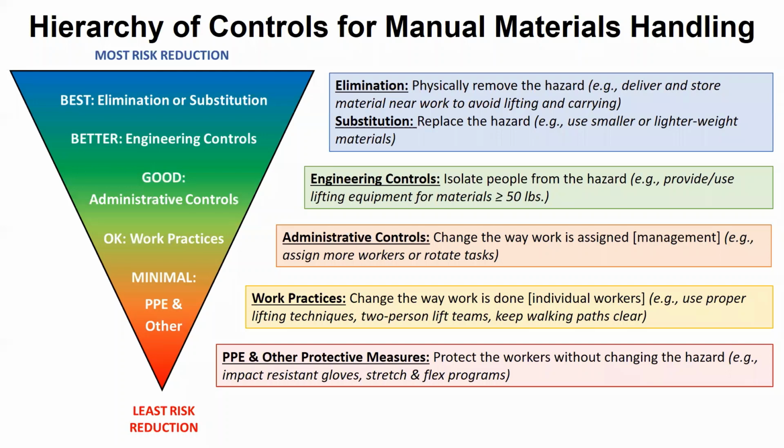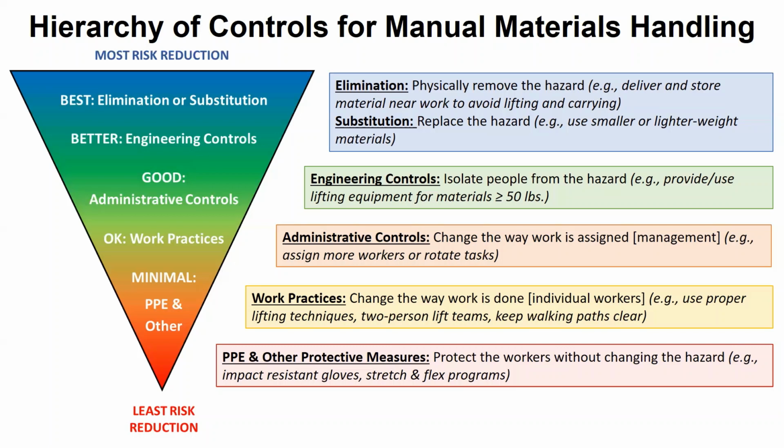There are a number of solutions or controls that reduce the risk of ergonomic hazards. Some controls reduce the risk better than others. This figure shows the hierarchy of ergonomic controls. The types of controls at the top of the triangle are the best, while the controls at the bottom are the least effective for risk reduction. Eliminating the hazard or substitution that reduces the hazard in the task are the best controls. Engineering controls generally use equipment to reduce the risk. An earlier slide shows examples of types of equipment used to lift and move objects.